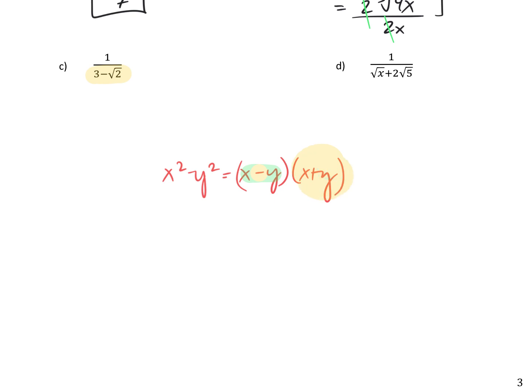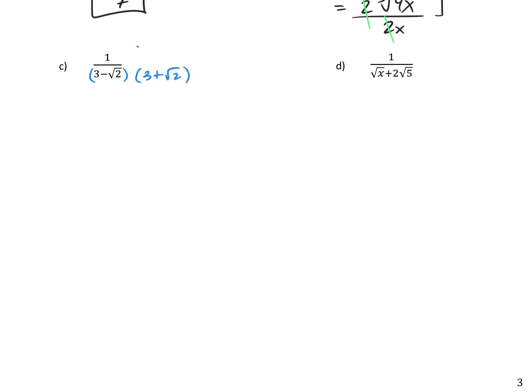And why do we care about that? Well, because when we do that, we end up squaring the terms. And when we square them, that can get rid of our radical. So that's our plan. Again, we're trying to get rid of the radical because we're trying to rationalize the denominators. So what's the conjugate of 3 minus the square root of 2? It's 3 plus the square root of 2.